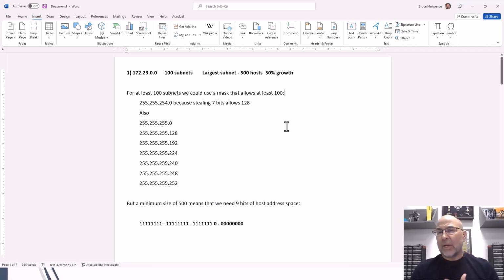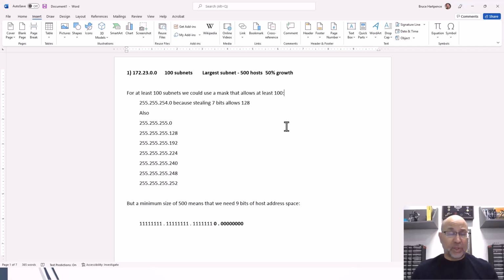Remember that if we want to create 100 subnets, we're going to steal bits from the host portion. So how many bits do we need to steal? Well, if we steal 1, that's 2 subnets. If we steal 3, that's 8 subnets. 4 is 16. 5 is 32. 6 is 64. We need to steal 7 bits so that we can create 128. Remember, we're doing this on powers of 2. So we need at least 7 bits.